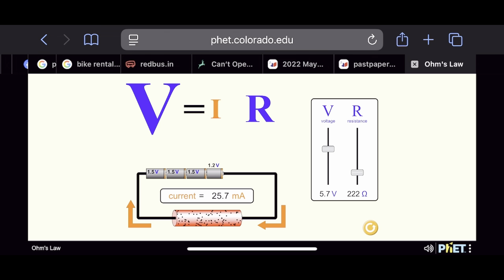So if you rearrange the equation as we learned earlier, we got the formula for resistance as V by I, right? So I and R are inversely proportional. So as I increase the resistance, current should decrease. As I decrease the resistance, current should increase. Is it clear? Because they both are inversely proportional.